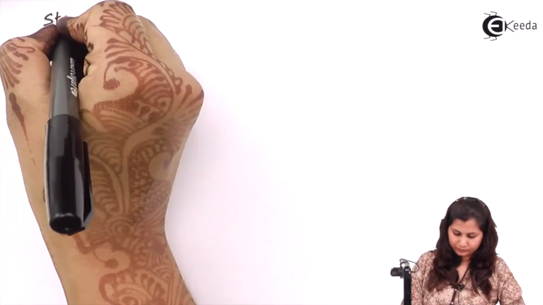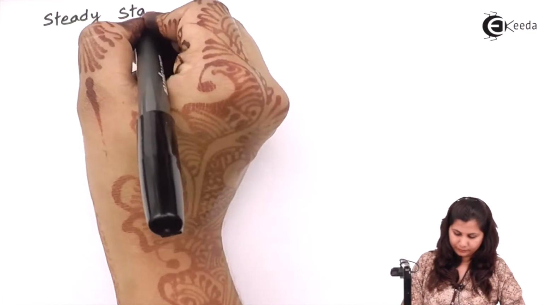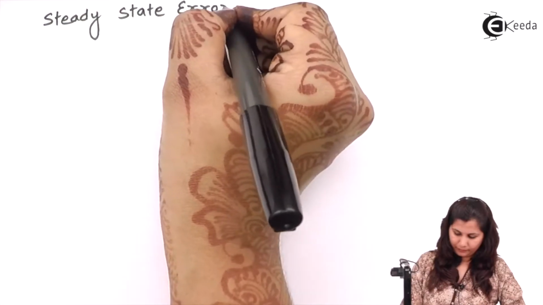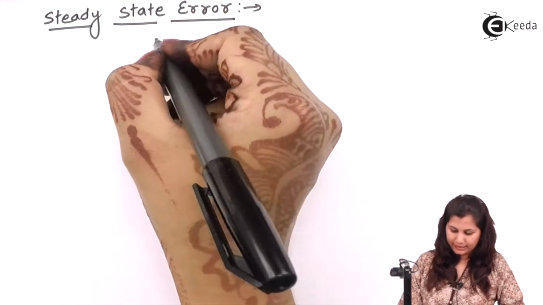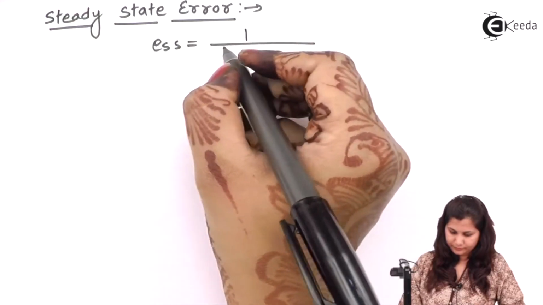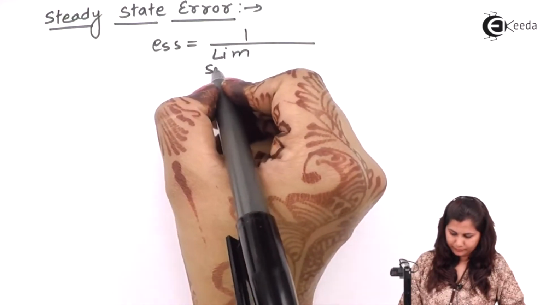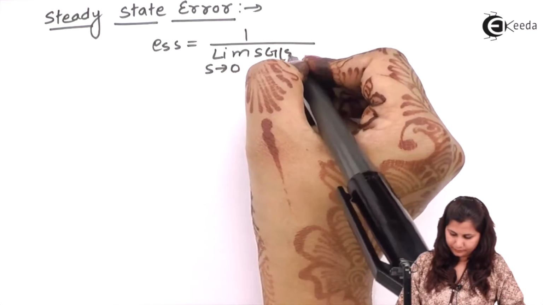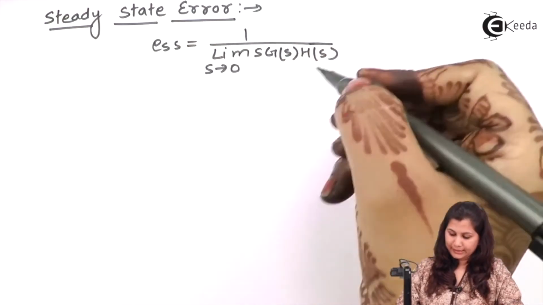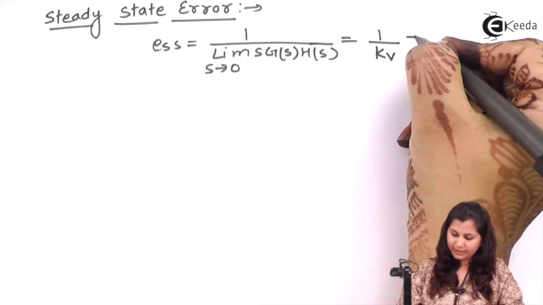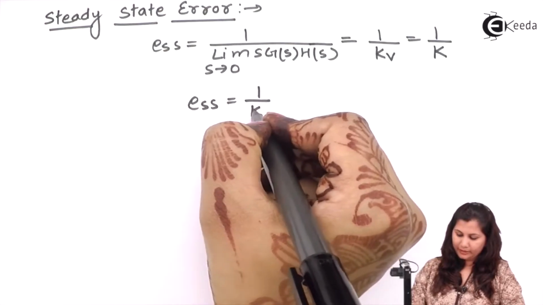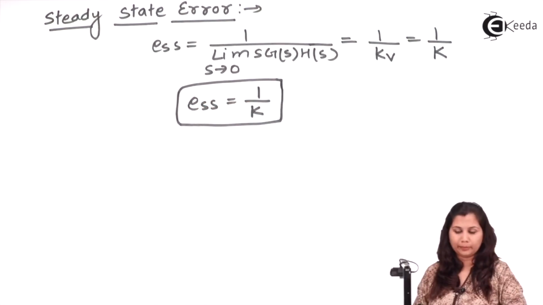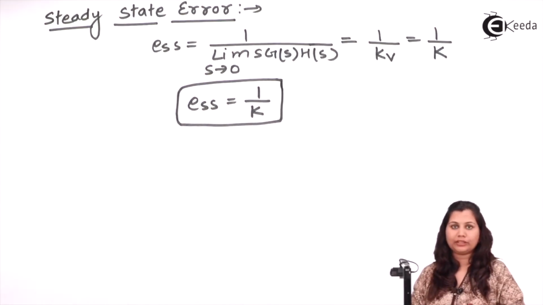Let's calculate the steady state error. So steady state error is given by ESS, that is 1 upon Kv, and Kv is here equal to K. So steady state error will be equal to 1 upon K for type 1 and ramp input. Now taking the third case, that is for the parabolic input.